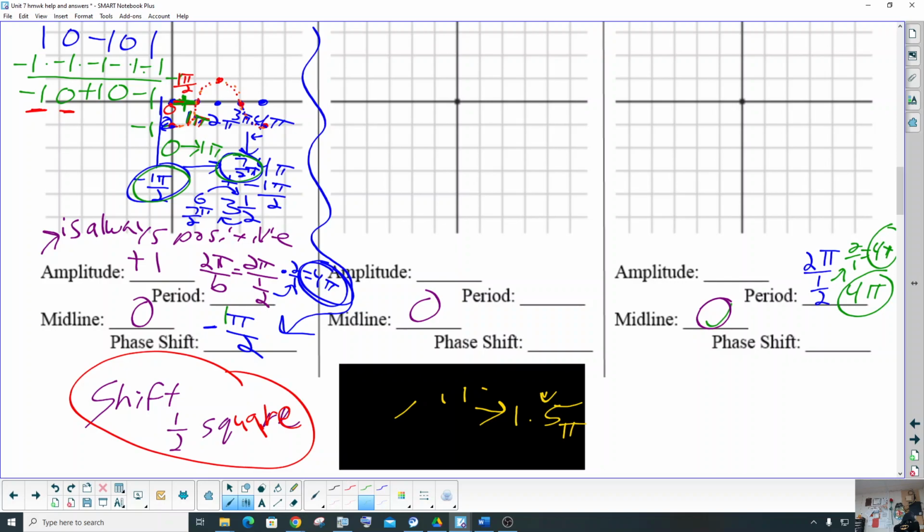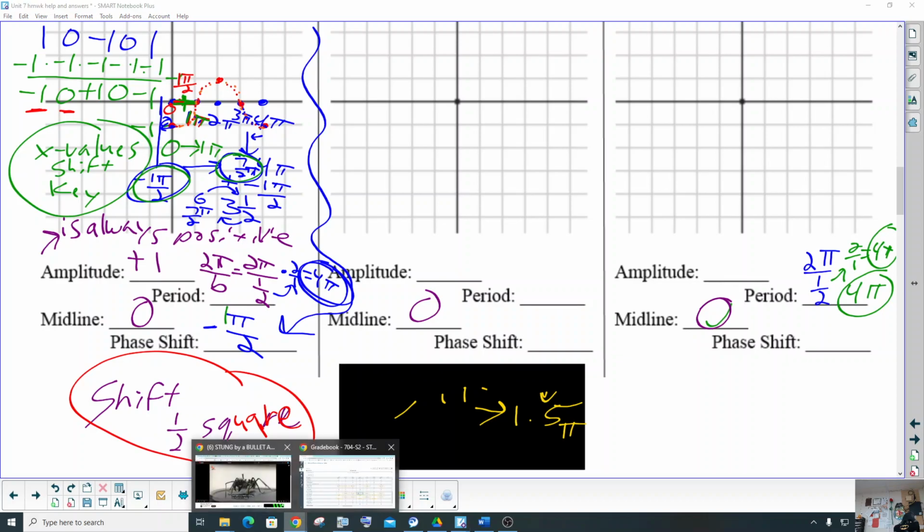Right? Our x values, shift is the key. So now we go onto Canvas and we input our answers that we found and we try to find our matching graph. So we go to Canvas next, here we go.